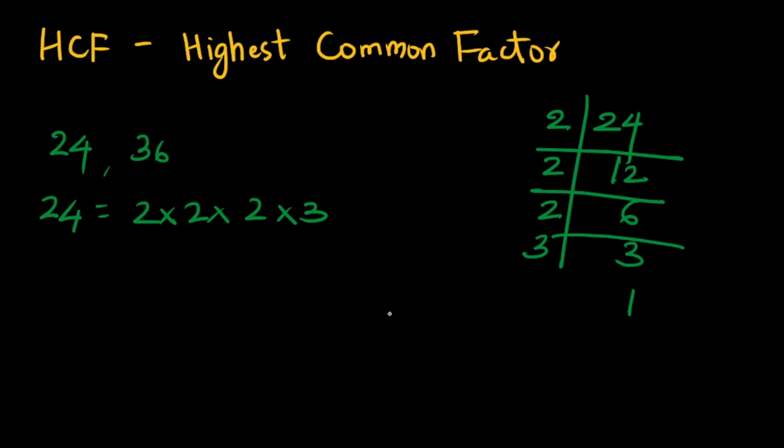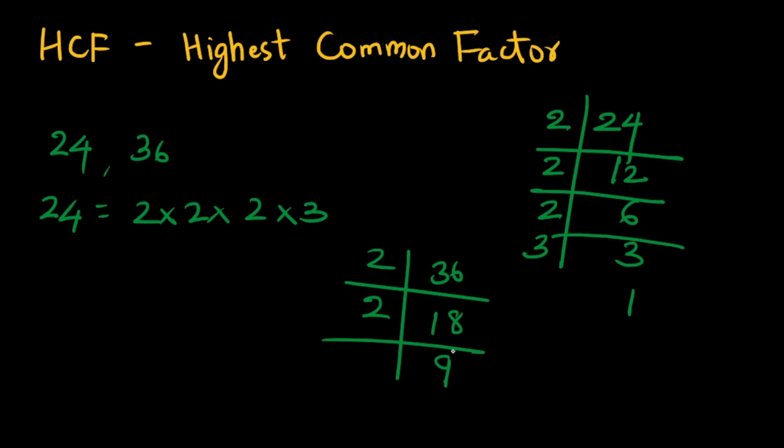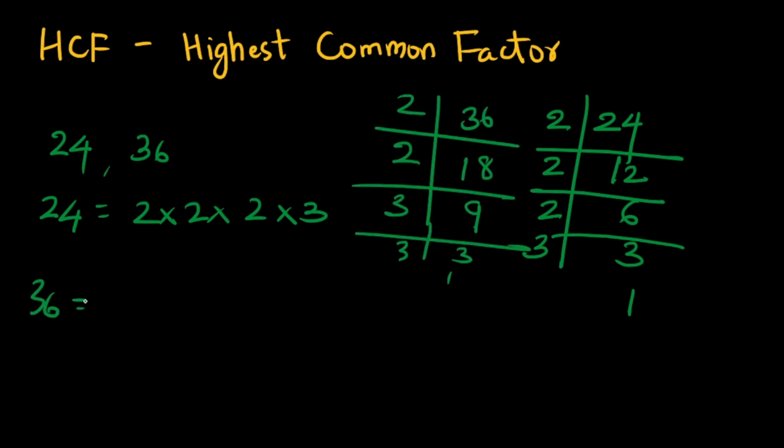Now what about 36? I've written 36 here. 36, twos are 18, since 18 twos are 36. Then you have 2 here again, and you will get 9, because 9 twos are 18. Then you have 3 over here. 3 threes are 9, so you'll have 3 here. Again 3, 1. 36 can be expressed as 2 into 2 into 3 into 3. I hope this is clear.